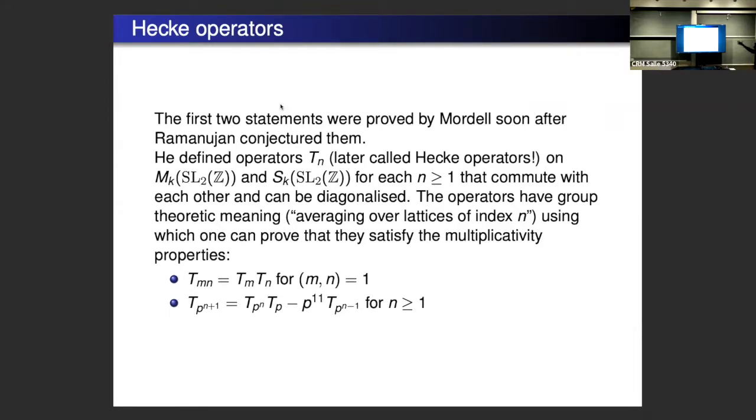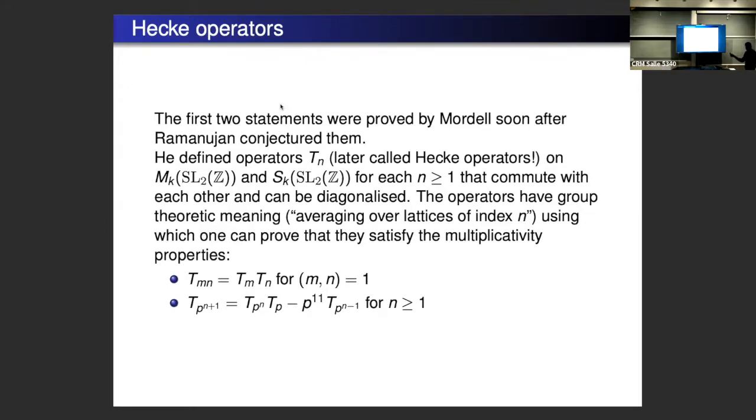So these are not only complex vector spaces, but they have a diagonalizable family of operators. Using this meaning of these operators, one can prove the formulas Ramanujan had conjectured for the tau function. There's multiplicativity of these Hecke operators: T_mn equals T_m times T_n for m and n coprime, and T of p^(n+1) has the same formula as Ramanujan had conjectured for tau of p^n. So the proof of the first two things Ramanujan conjectured follows from this.